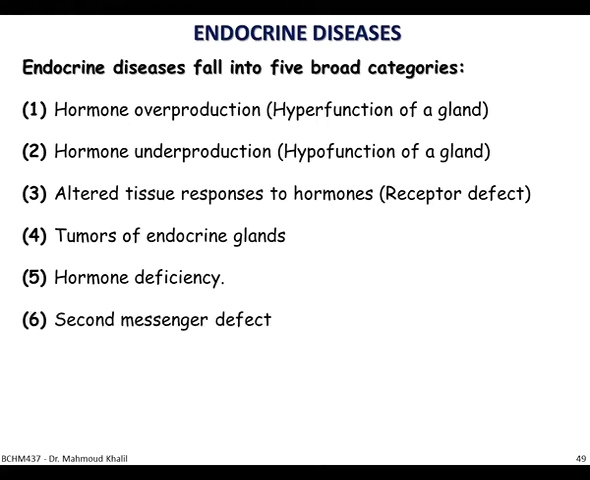So actually it's 6 categories, not 5. The 6th one is the second messenger defect. If you have a problem in the second messenger, as we said, we talked about examples of the second messengers in the last lecture, there will be an endocrine disease as well. So these are the 6 categories into which endocrine diseases fall.